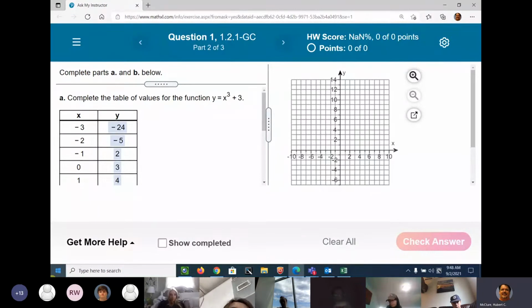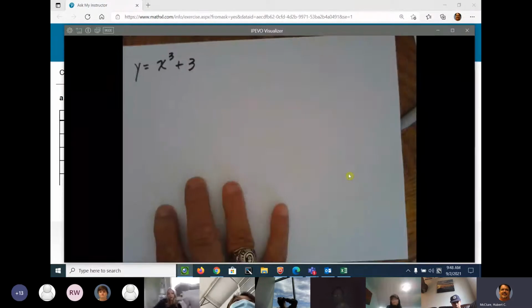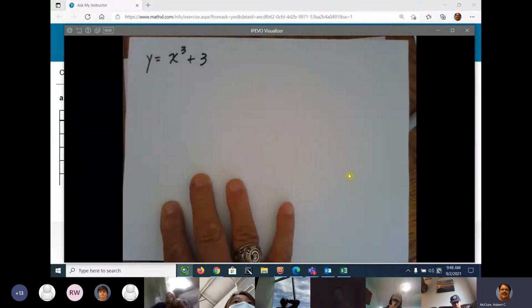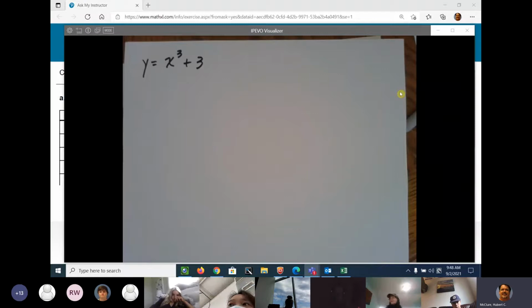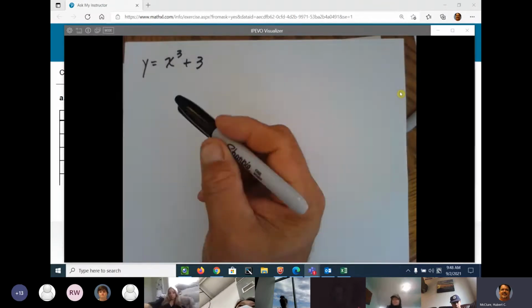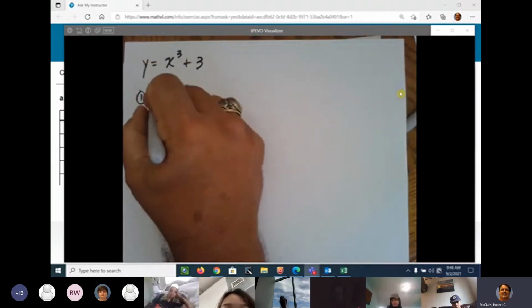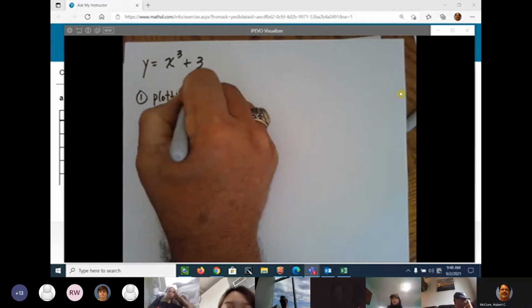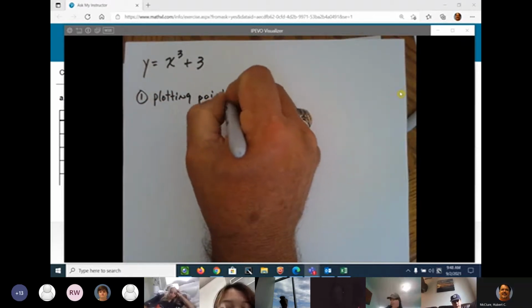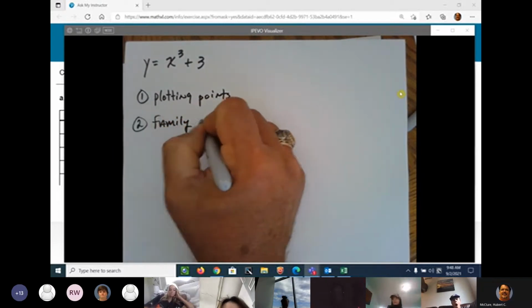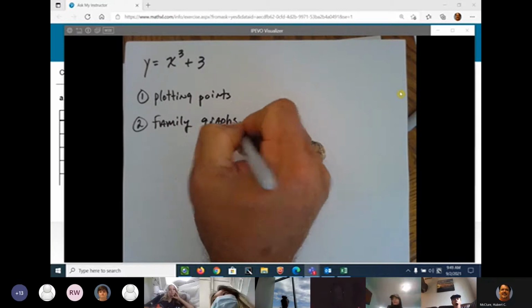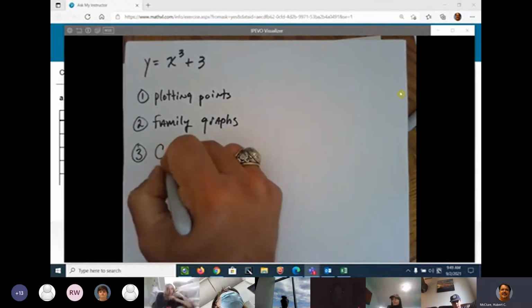Now, there's 2 or 3 things I'm going to kind of review over right now. And one thing is there's 2 ways to graph this problem. There were 3 ways if you use the calculator, but we're not using the calculator because we want to depend on our brains. So, one way is plotting points. Second way is family of graphs. And the third way is by your calculator.